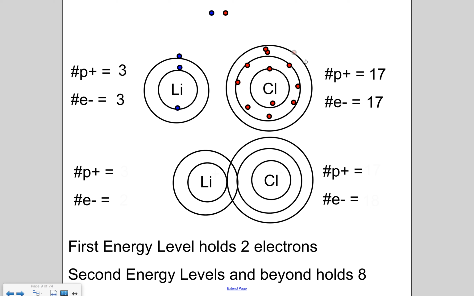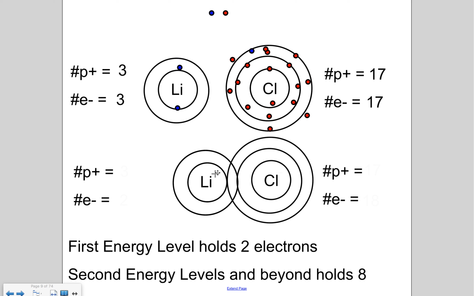11, 12, 13, 14, 15, almost there, 16. All right, 1, 2, 3, 4, 5, 6, maybe 1 more, 17. All right, so I have 7 in this outer ring, and chlorine just needs 1 more to get to 8. Okay, lithium would need 7 more, but that's way too much energy, so it's just easier to transfer this over.